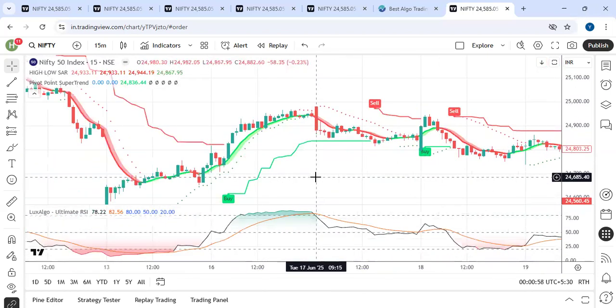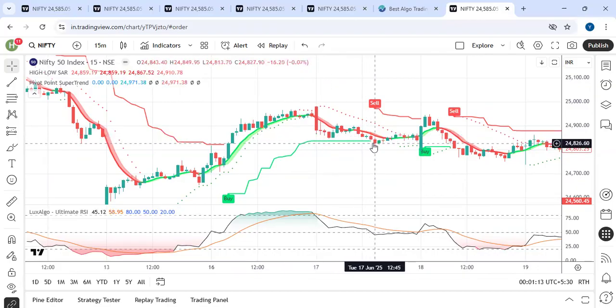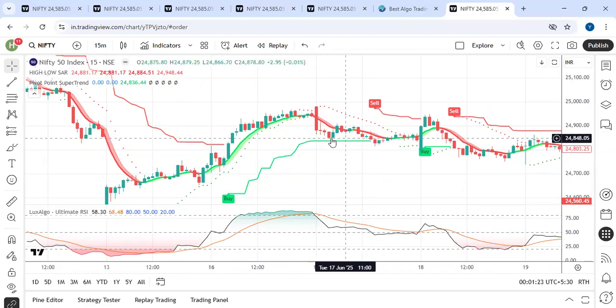So see another example. You see, short initiated, color changed to black. What is a probable target? Maybe your first target is the pivot point Super Trend. If you see, it did its own thing, but then it eventually touched the pivot point Super Trend. And obviously the Ultimate RSI went below 50. So this is where you close your trade.